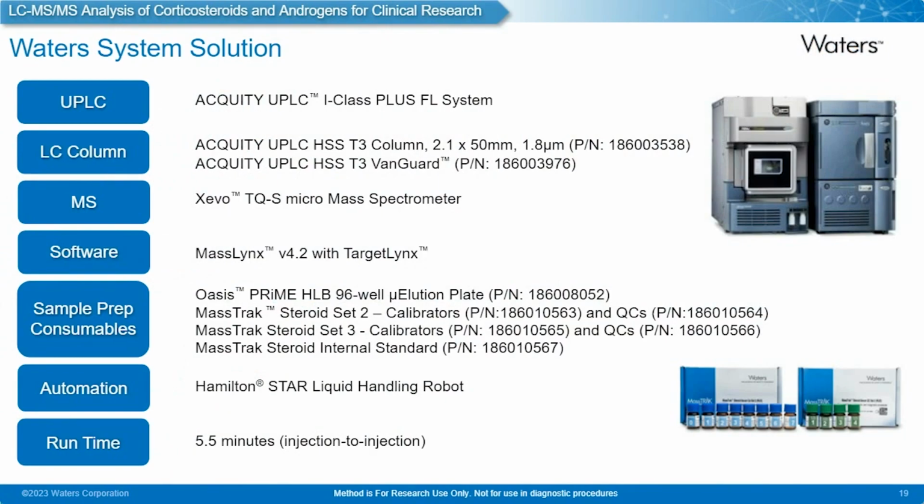In regards to our workflow, which we'll see on the next slide, this is the Waters solution. As you can see in the sample prep consumables, we are using the Oasis SPE PRiME HLB microelution plate. So we are using solid phase extraction for this Waters solution, in combination with the MassTrak sets for that analysis. And we're able to automate this on the Hamilton-style liquid handling robot. There are other automation platforms available to do this, but our focus was on Hamilton in this instance.